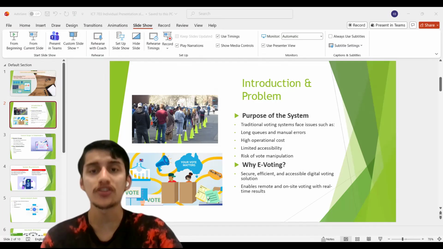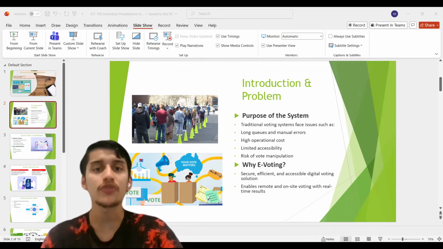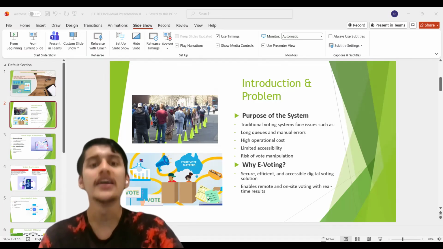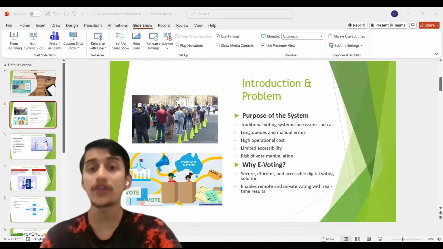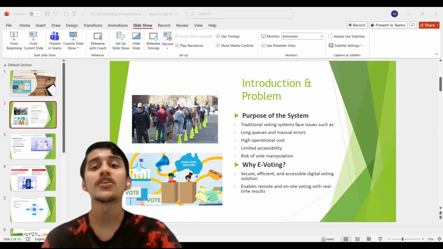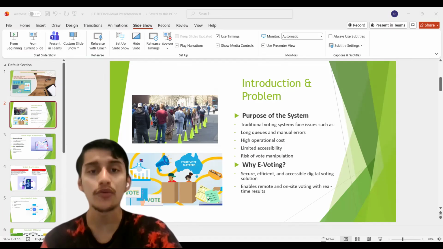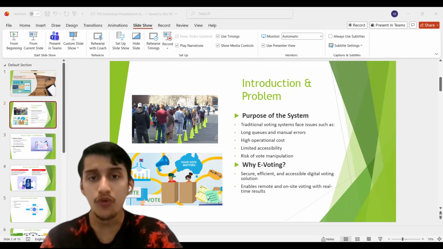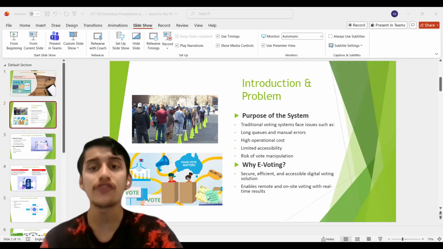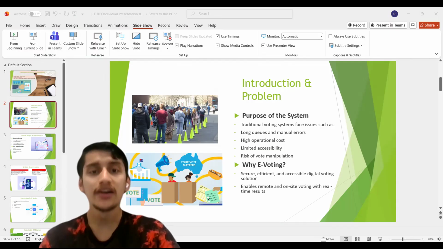As shown in the image on the slide, e-voting replaces these manual time-consuming processes with a secure digital platform where voters can authenticate themselves, cast their votes electronically, and have them counted instantly. This is why an e-voting system is considered a secure, efficient, and accessible solution supporting both remote and on-site voting while delivering faster and more reliable results.